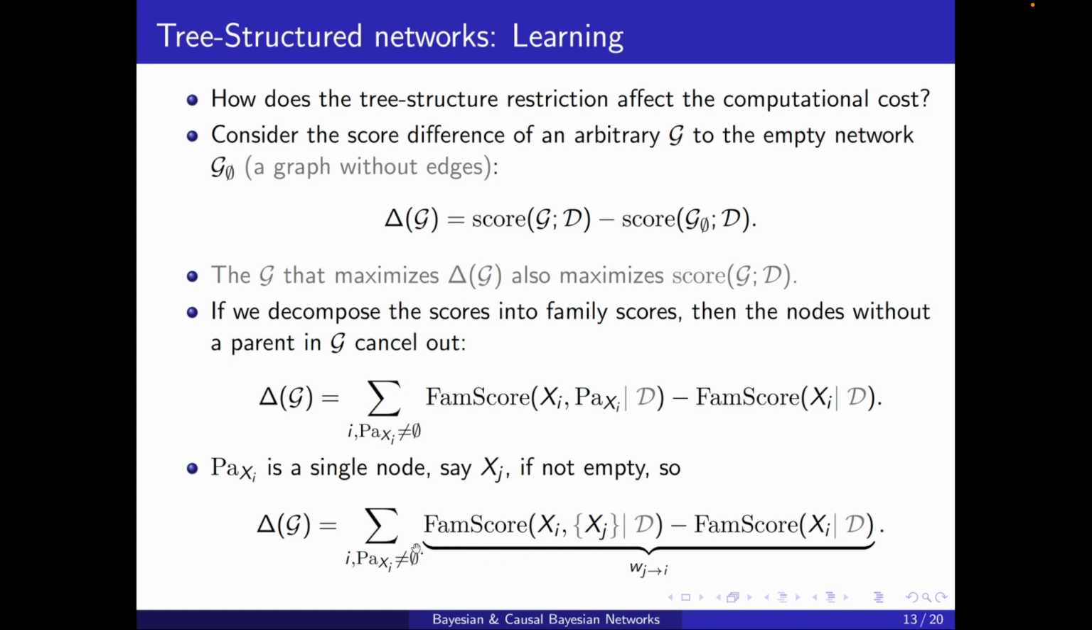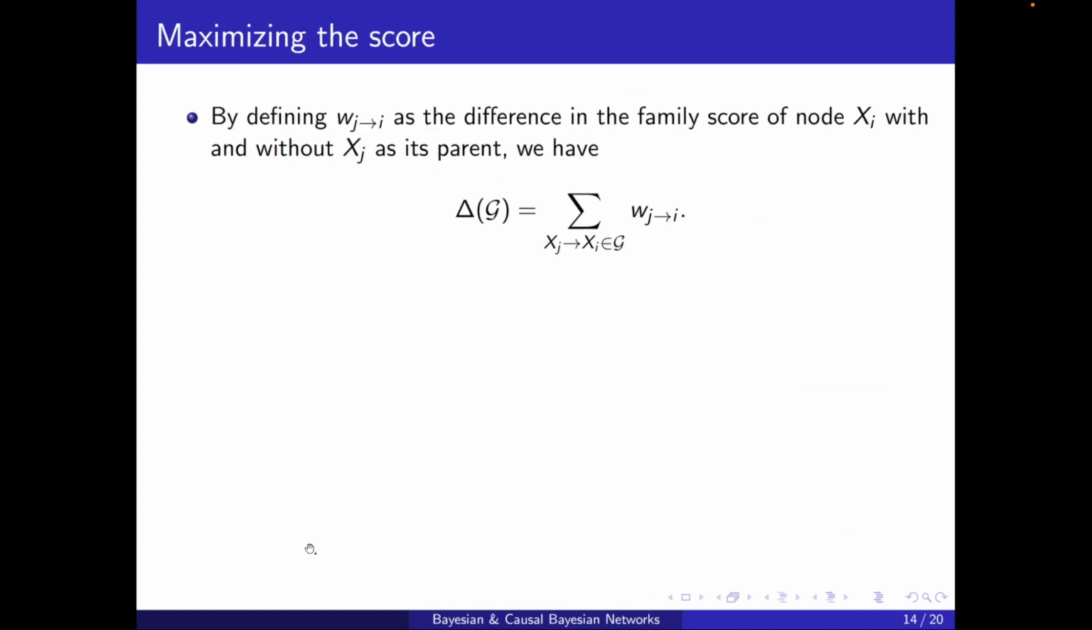So you can see that delta G is basically a sum of w(xj to xi), which I'm considering as a weight. So I'm renaming this family score difference as w(xj to xi), and then delta G will be this summation. By defining this term as the difference in the family scores of node xi with and without xj as its parent, we have that delta G can be written as the summation of the weights over all the edges in G.